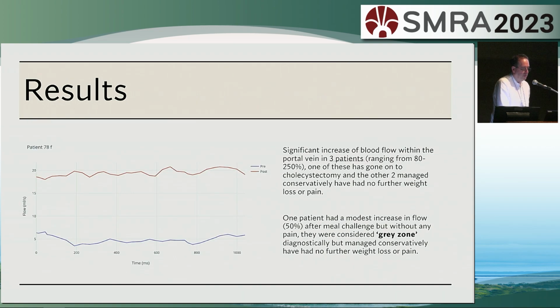We have shown significant increases in flow, however, in 3 patients, and these 3 patients we considered not to have mesenteric insufficiency. One, in fact, went on to have a diagnosis of gallbladder disease and had a cholecystectomy. The others have been managed conservatively and had no further pain or weight loss.